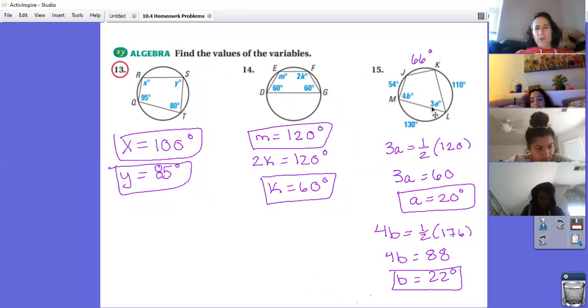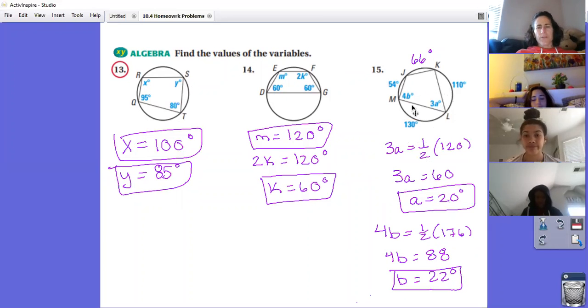So then to solve for A, this angle here, angle L, actually creates arc MK. So I added 54 and 66, and I got 120. Then I know that 3A, this angle here, is half of 120. So then I just solve the equation. Half of 120 is 60. 3A equals 60, so A is equal to 20.